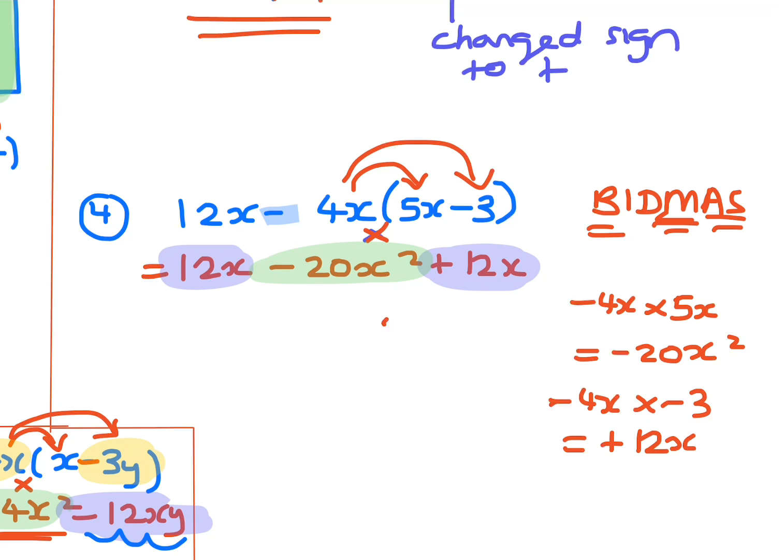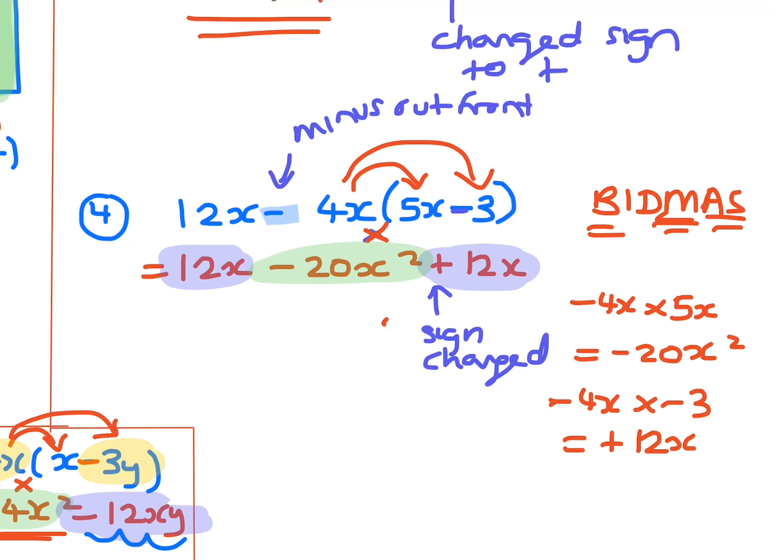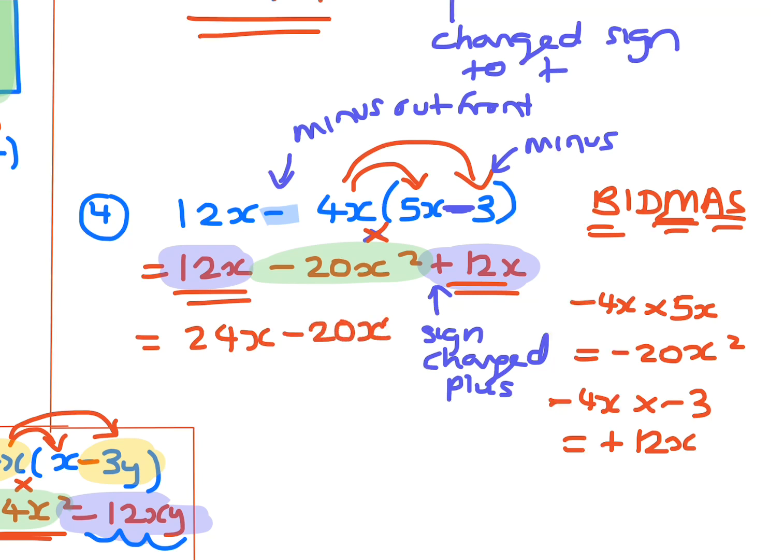Just note once again, the sign changed here. And the sign changed because there was a minus out the front. See how there's a minus out the front? The minus out the front will change the sign inside. So that went from a minus to a plus, because a minus times a minus is a plus. So collecting those like terms, 12x plus 12x is 24x. And then minus 20x squared is just minus 20x squared.